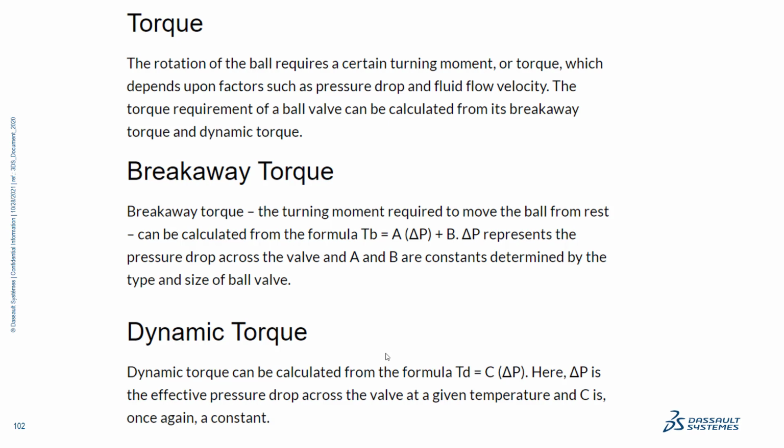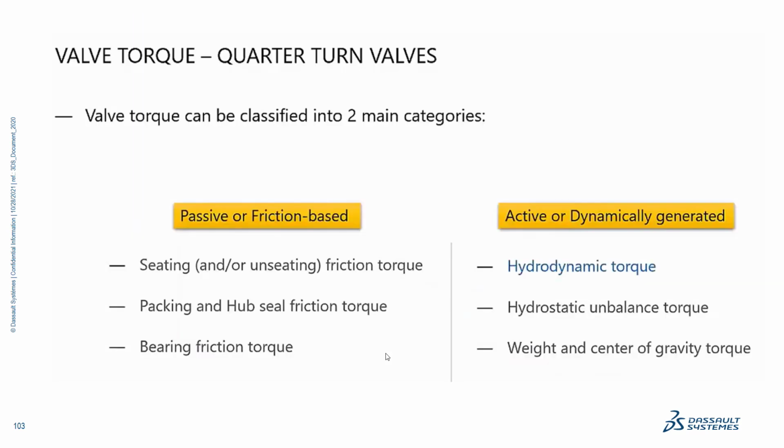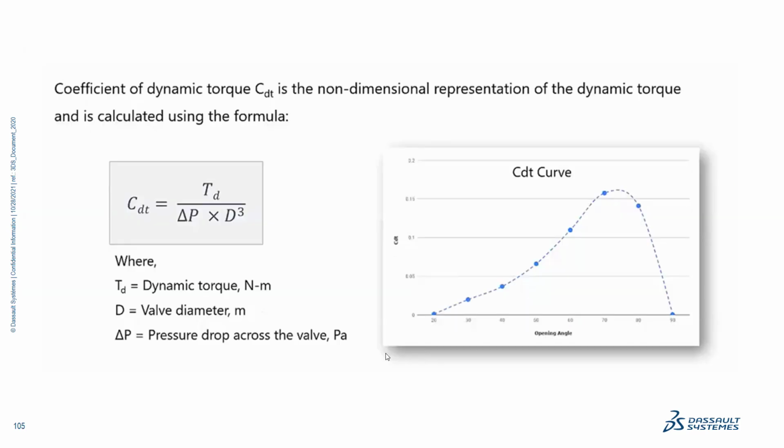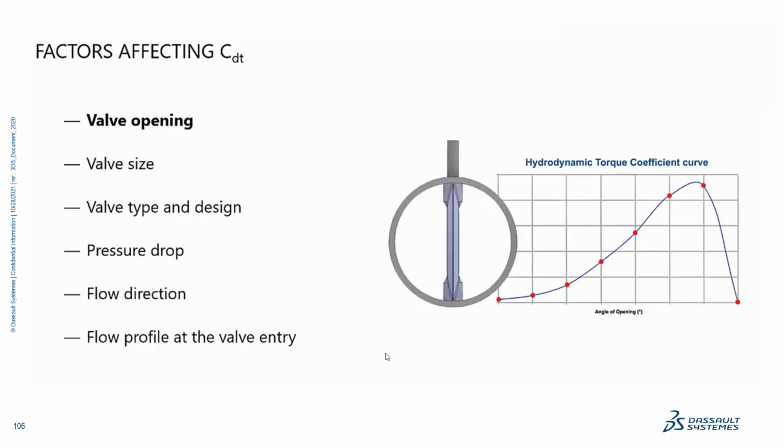So this is the torque which we are looking for, and there are different torques available, so you can go through these things, that is passive, friction based torque and the dynamic torques. According to that we should calculate. And this is the formula for the coefficient of dynamic torque, that is CDT is equal to TD over delta P into d cubed, where d is the diameter of the valve, delta P is the pressure drop across the valve, and TD is the dynamic torque. We have the factors affecting CDT, that is the valve opening, size of the valve, type, the pressure drops, and the flow directions, flow profiles as well.